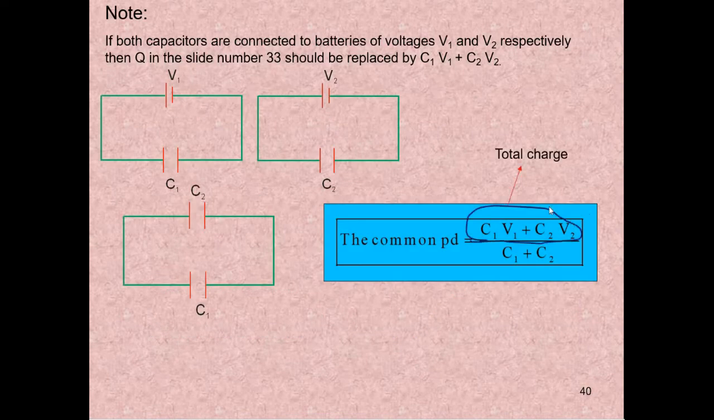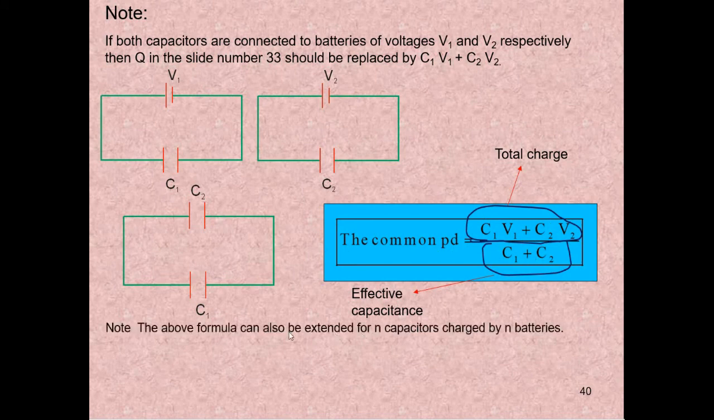See, this is the total charge, and this is the effective capacitance. Divide, and you get the common PD. The above formula can also be extended for n capacitors in like manner. Suppose n such capacitors instead of 2: C1V1 plus C2V2 plus C3V3 plus C4V4 and so on, all of them connected in parallel, divided by C1 plus C2 plus C3 up to Cn. Mostly they will only ask about 2 capacitors. I am just giving the idea in case.